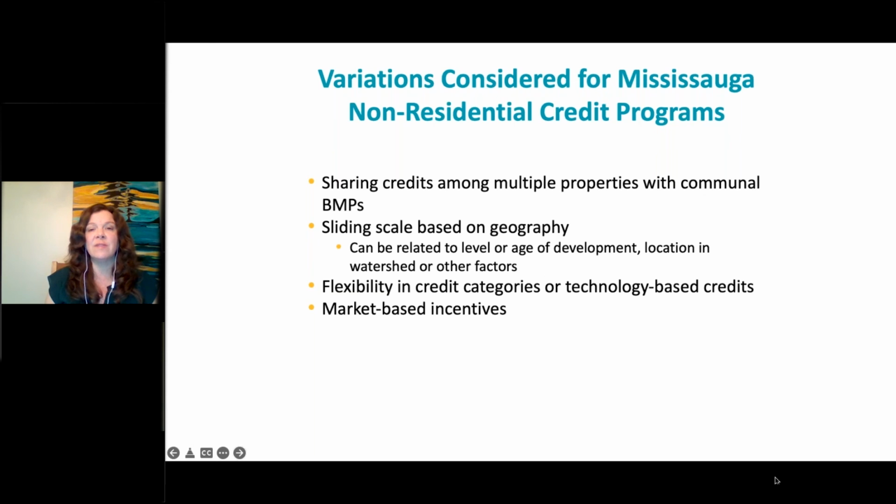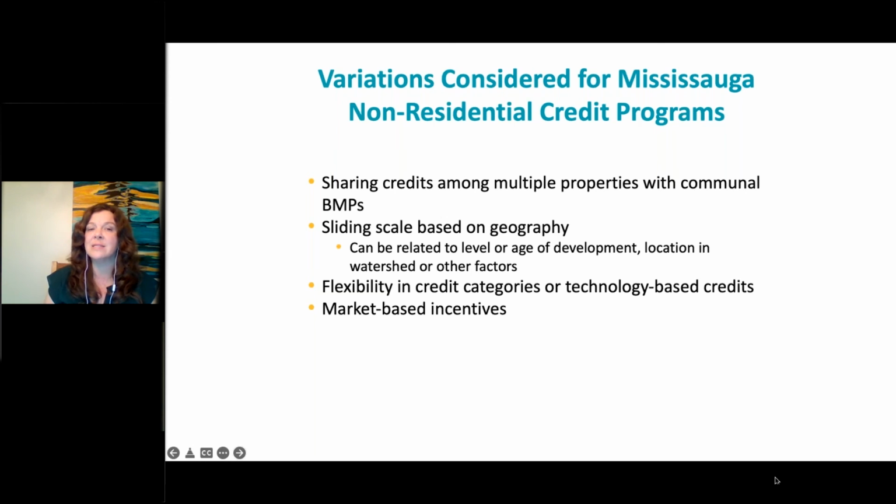So in recognition of this, Mississauga is currently looking at a lot of different options for their credit program. This is still very much in the development phase, but it's going to be really interesting to see what happens. One thing they're looking at is the option to share credits among multiple properties using communal best management practices, recognizing that one property might have more space for a certain best management practice and other properties might be able to drain into it. So that's something they're looking at.